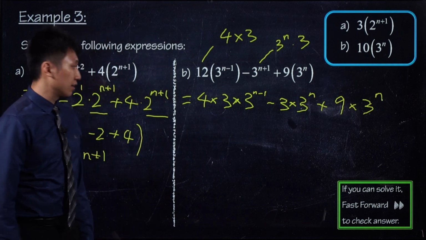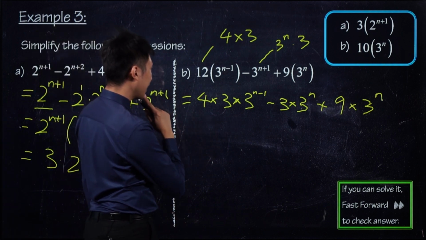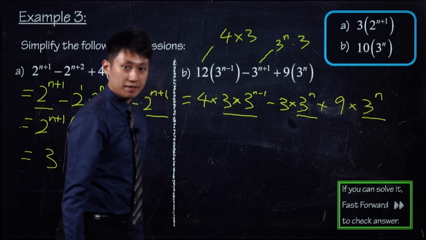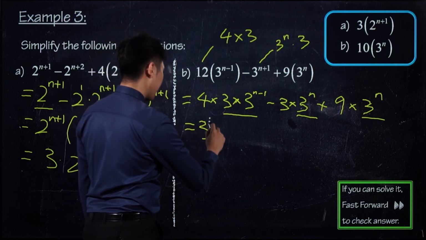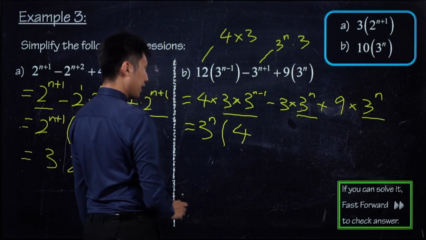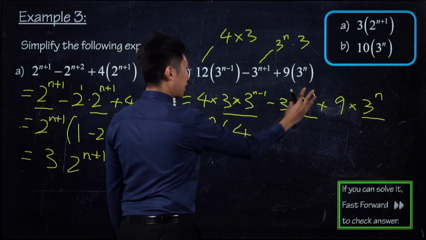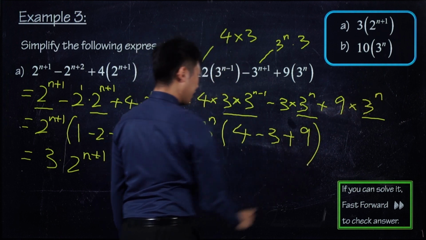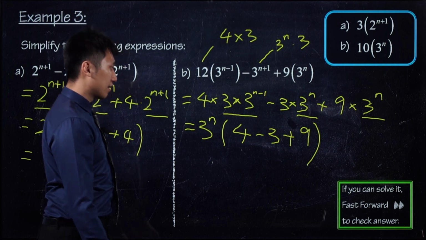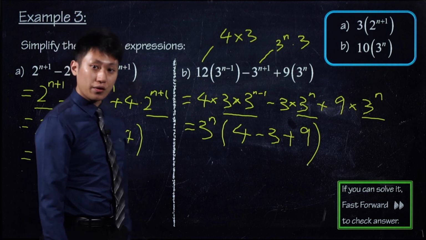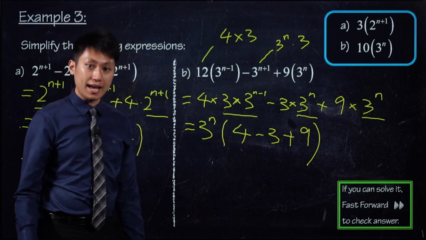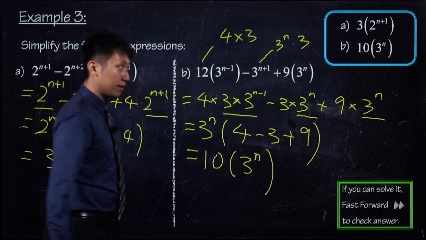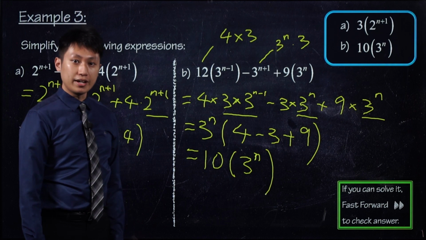Got it? Okay. I underline the things here. This is 3 to the power n, this is 3 to the power n, and this is 3 to the power n. So it's going to be 3 to the power n, I write out. This one covers 4, this one covers minus 3, and this one covers plus 9. What do you get? 9 plus 4 is 13. 13 minus 3 is 10. So the final answer is 10 multiplied by 3 to the power n. Get the answer? Okay, I think you are confident now.